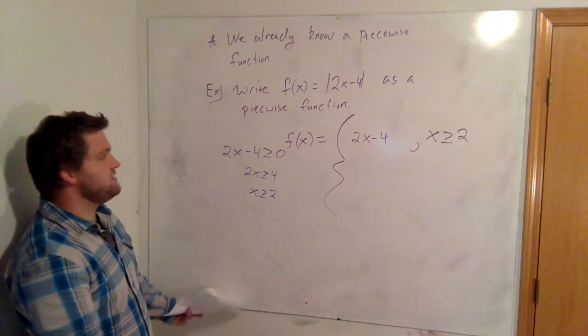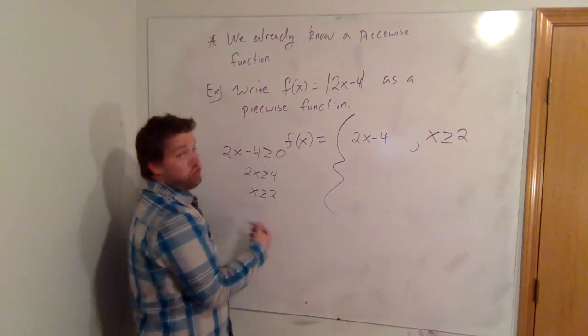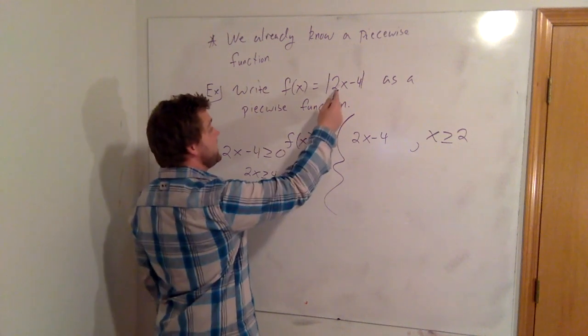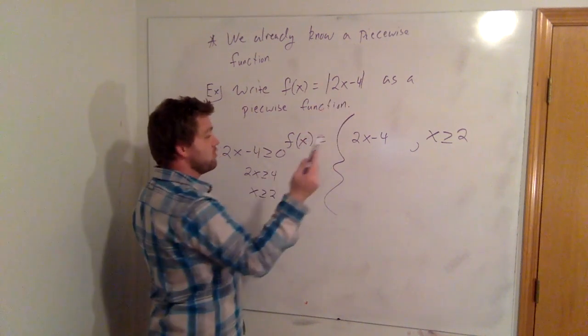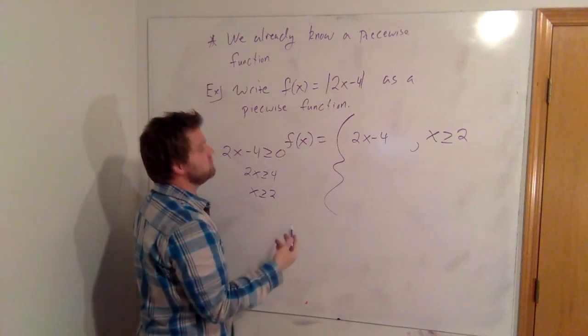Okay, and you could just kind of test this. For example, if we plug in 2 exactly, I would get 2 times 2. That would be 4 minus 4. I'd get out 0. Okay, the absolute value of 0 is 0.